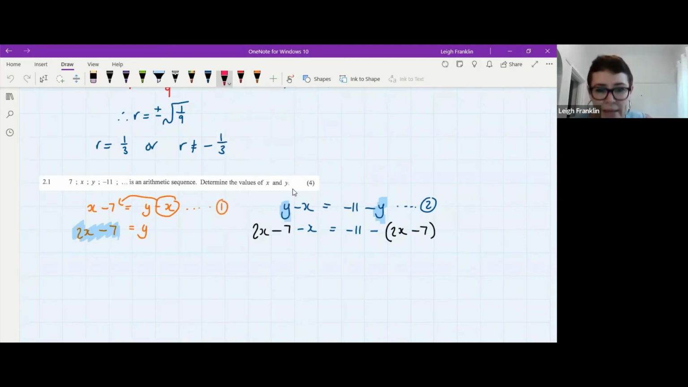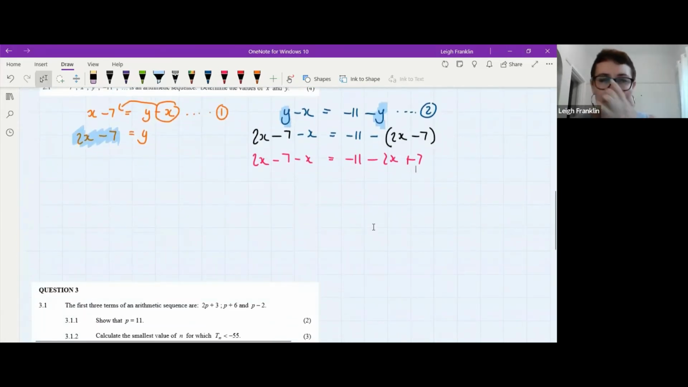Let's put some pink in our lives. So now what we want to do is get rid of those brackets. 2x minus 7 minus x is negative 11 minus 2x plus 7. Right. So now we want to get all our x's. Can you see it's the same idea coming through, guys? We're using two equations and we're solving in terms of one letter first, and then we can work out what the other one is afterwards.